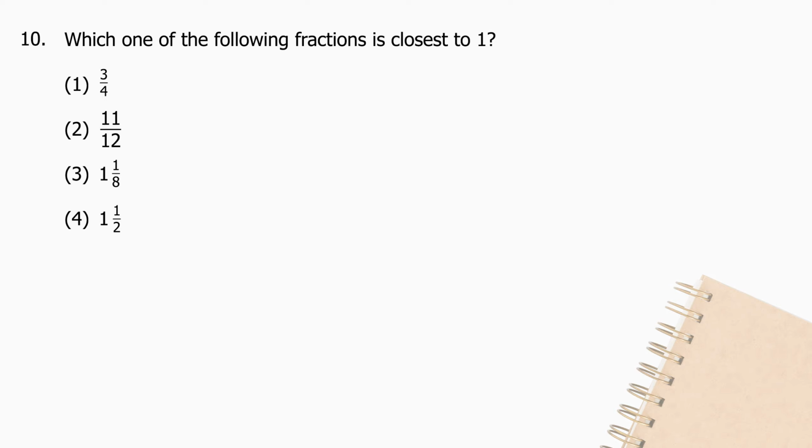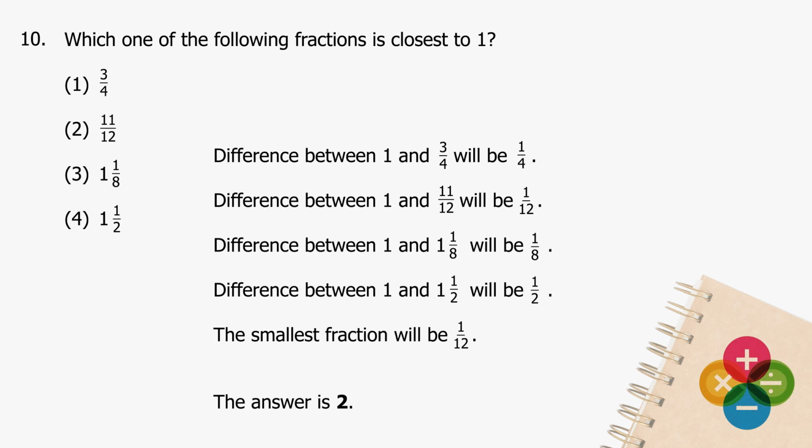Question 10. Which one of the following fractions is closest to 1? The difference between 1 and 3/4 will be 1/4. The difference between 1 and 11/12 will be 1/12. The difference between 1 and 1/8 will be 7/8. The difference between 1 and 1/2 will be 1/2. The smallest difference will be 1/12. The answer is 2.